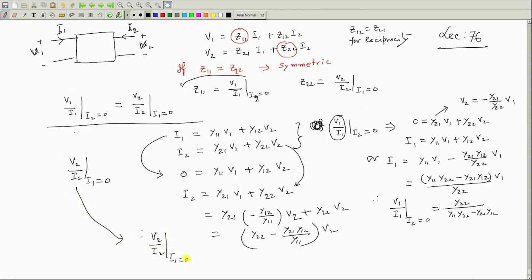equal to 0 will be simply Y11 divided by the same thing Y11 Y22 minus Y21 Y12 this, and these two, if you equate these two, the conclusion is Y11 should be equal to also Y22, that is driving point admittances should be also same. So, this is the condition for a two-port network which represented in the form of admittance matrix. This condition should be satisfied.